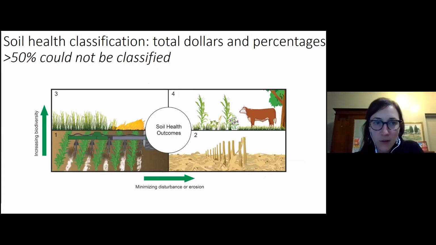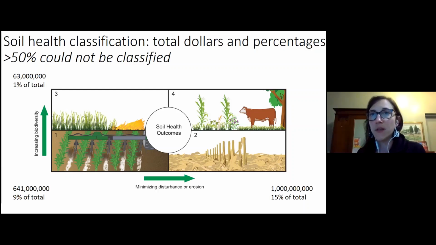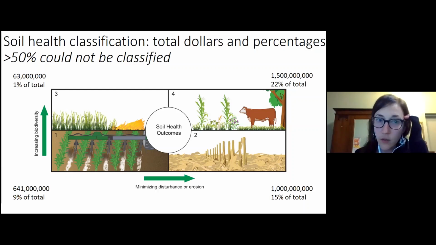And then when we look at where the dollars are going in the soil health classification, I'm kind of giving away the punchline right here at the top: more than half of the practices we didn't even classify for soil health because, based on their descriptions, which is what we were going off of, they didn't really have a direct impact on soil health. And so when we think about this in the different quadrants, if we look at 1, 2, and 3, they represent 9%, 15%, and about 1% of the total. Like I said, quadrant 3 didn't have a lot that fit into the high diversity and high disturbance.